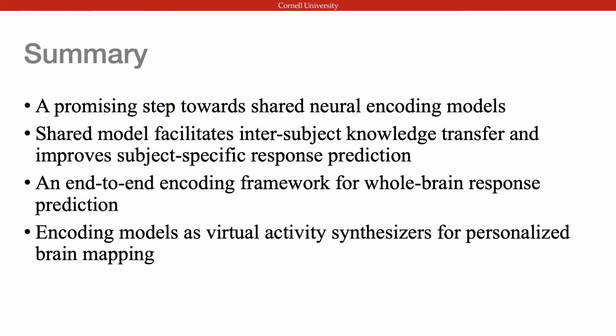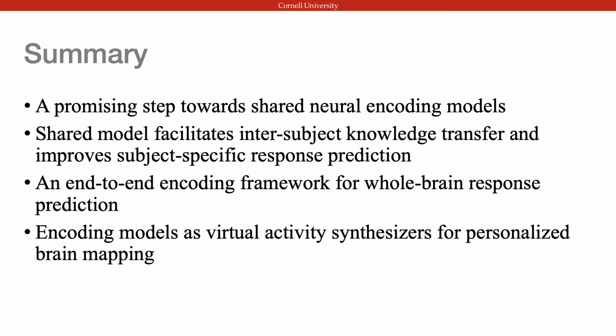To conclude, we've made a promising step towards shared neural encoding models. This approach enables us to build predictive models of neural responses across different subjects in concert rather than in isolation, and thereby facilitates inter-subject knowledge transfer. Further, it allows us to exploit the redundancies or shared response across subjects so that we can build much better predictive models of neural responses with limited data from individual subjects.